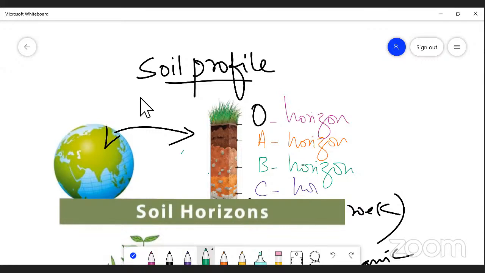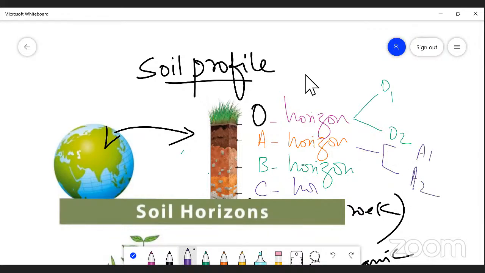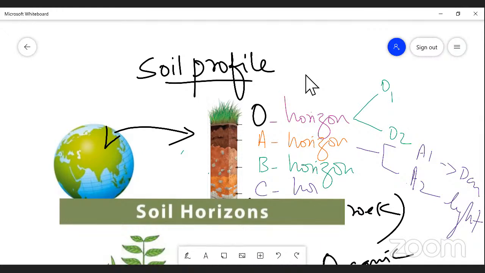And every layer, every region of the soil profile, is further classified into types. Additionally, this O horizon is also classified into two, they are the O1 and O2 regions. Like that, the A horizon is also classified into two, the A1 and A2 regions. What is the difference between A1 and A2? A1 is always dark in color, right? And A2 is light in color. So that is the difference between A1 and A2. Very good.